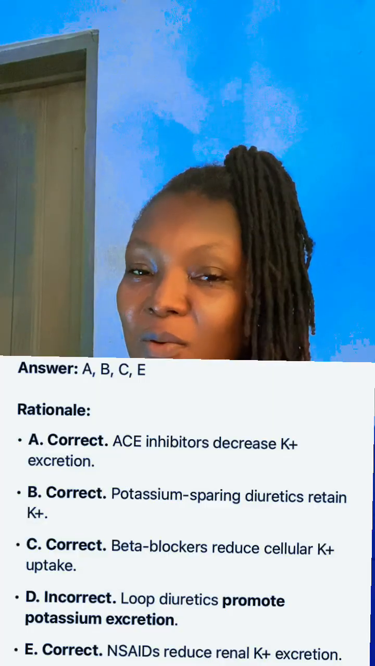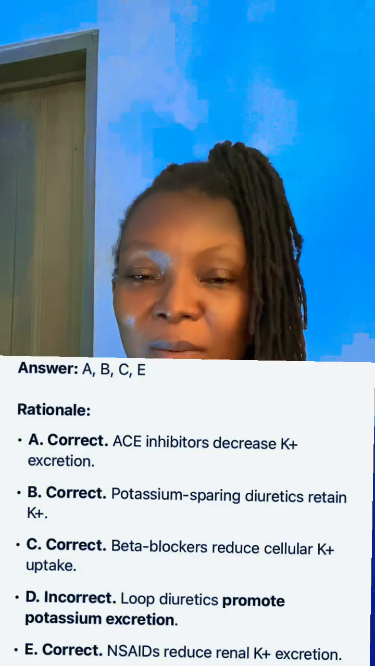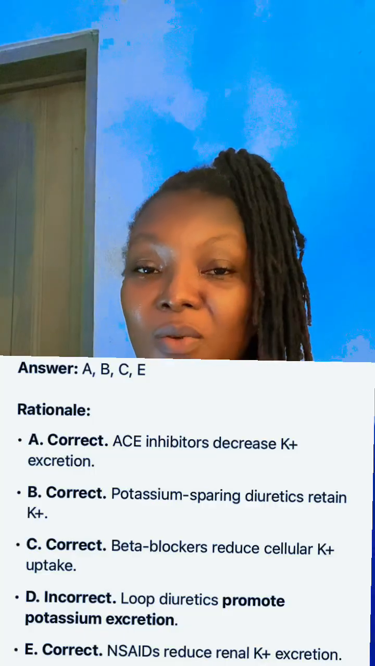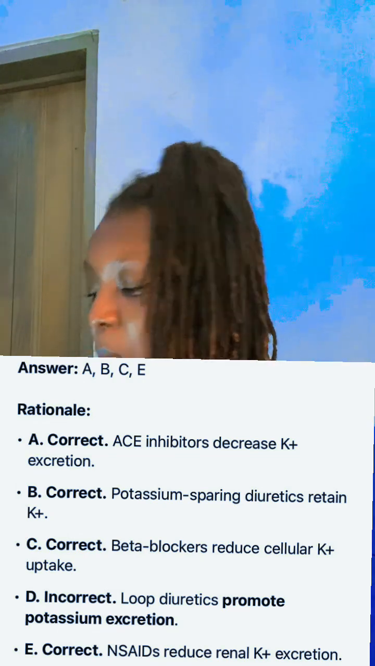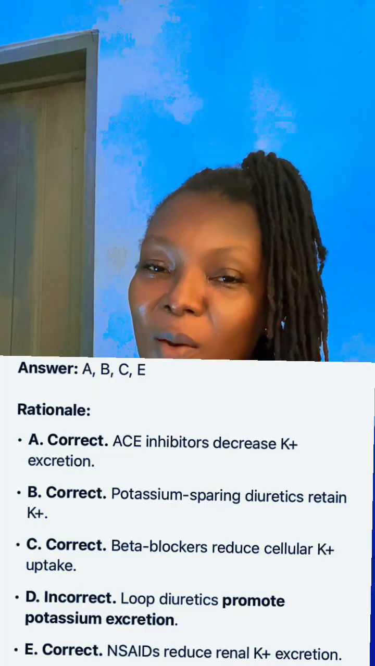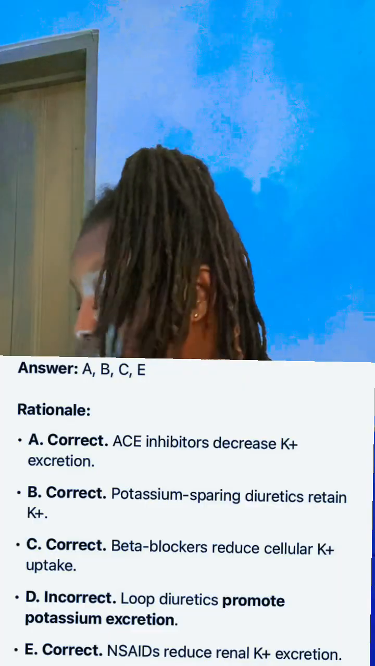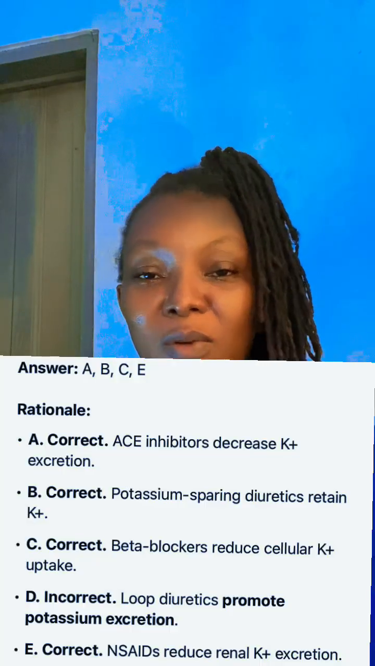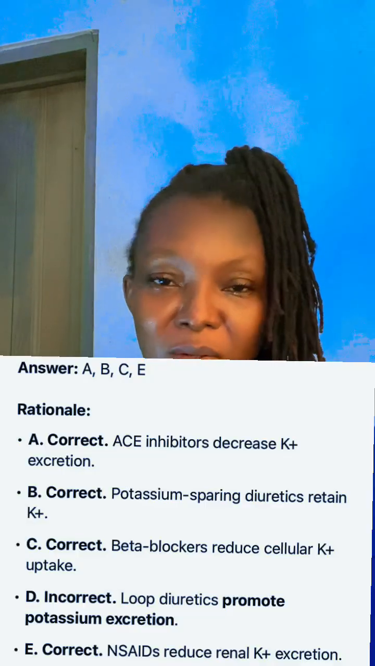So ACE inhibitors will reduce potassium excretion. Potassium sparing diuretics will also retain potassium in your system. Then your beta blockers reduce cellular uptake of potassium. NSAIDs reduce renal potassium excretion. And then your loop diuretics, obviously, they don't cause any problem. They increase potassium loss. That is why when we're giving diuretics in the management of hyperkalemia, we prefer loop diuretics. They allow potassium to be excreted.